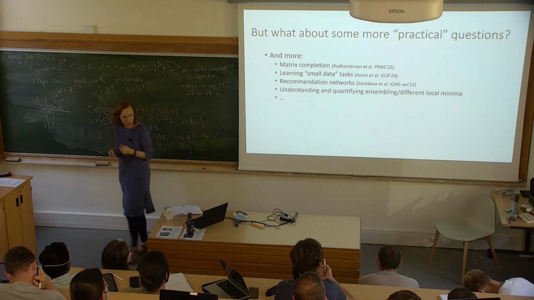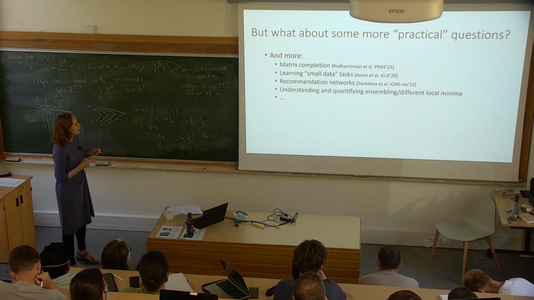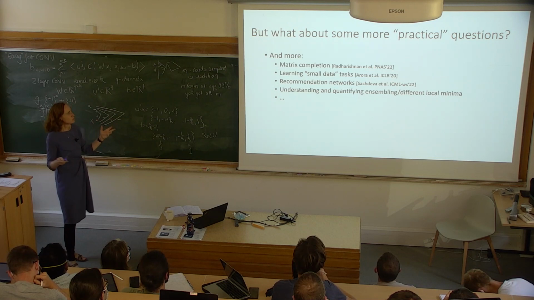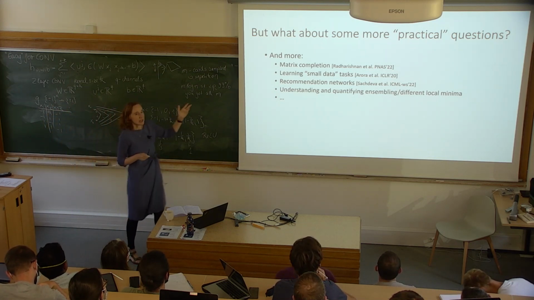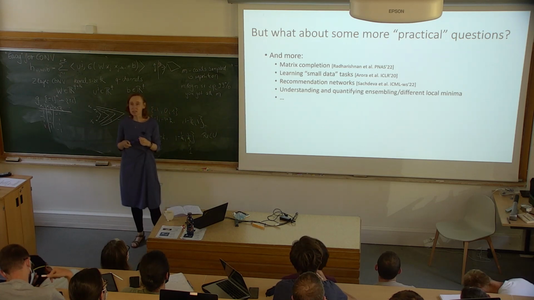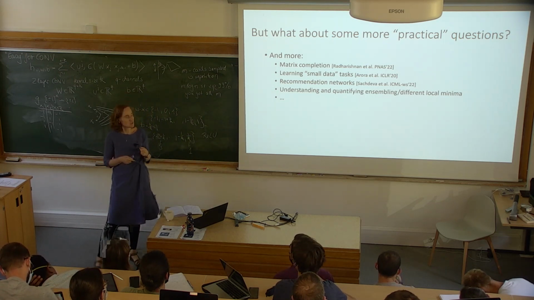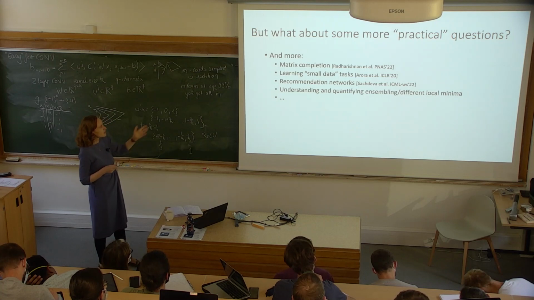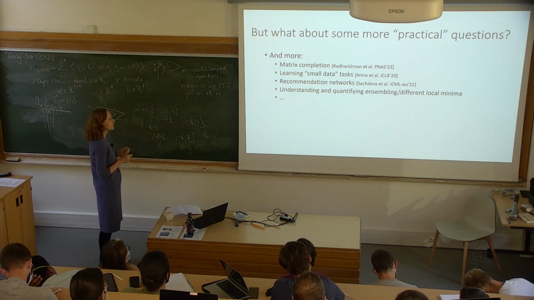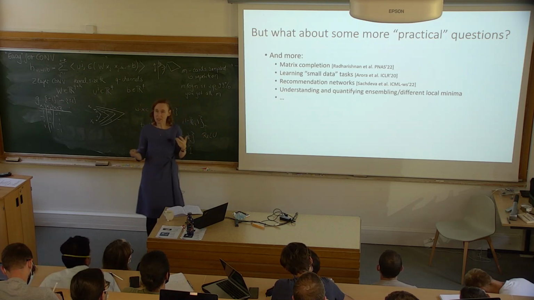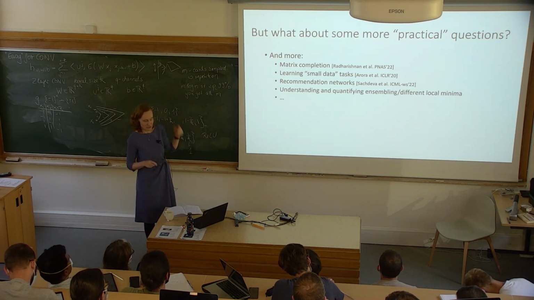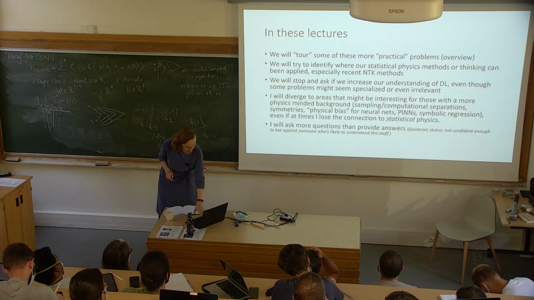There have been recently, in the last year or two, papers that used NTK to do problems like matrix completion. Generally, NTKs seem to be good for small data tasks, which might explain why dataset distillation works. Very recent paper, recommendation networks with the NTK, understanding ensembling, all that are open questions that I might or might not get to with the NTK.